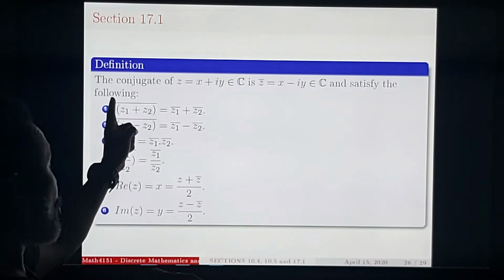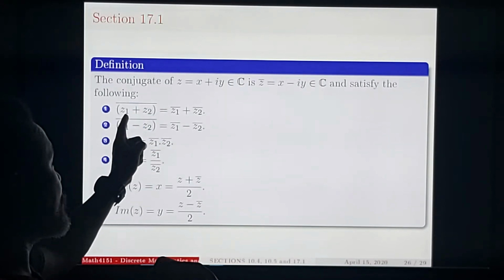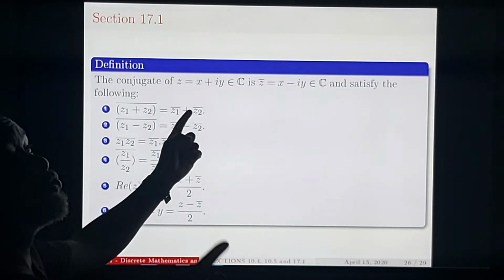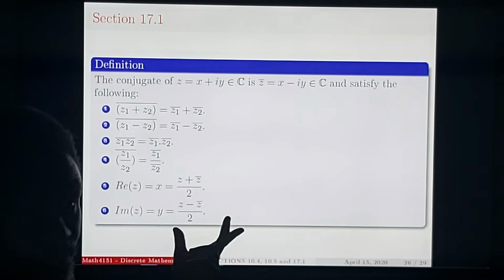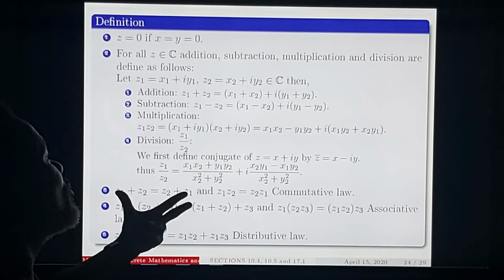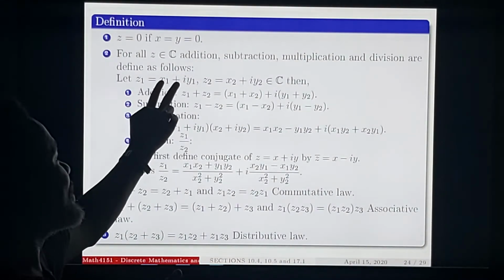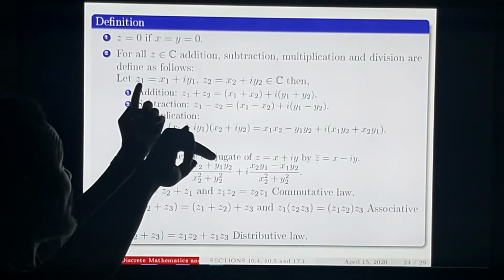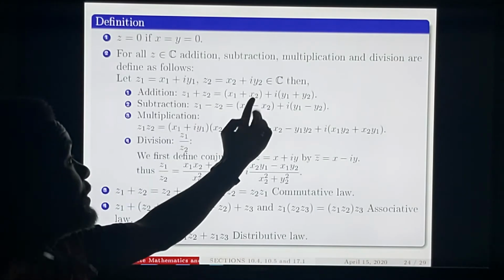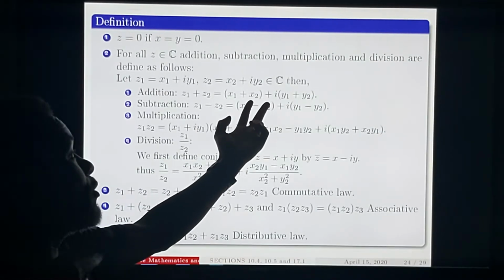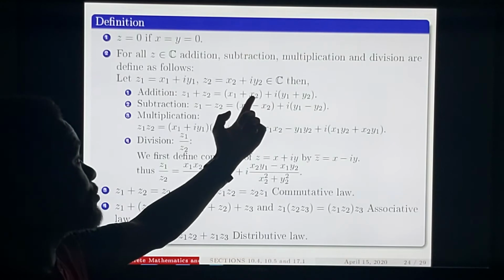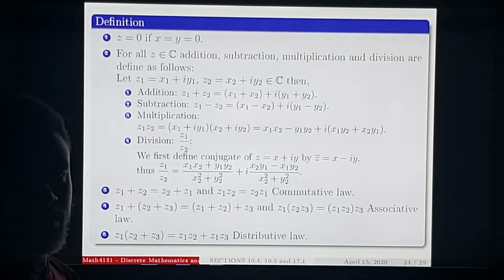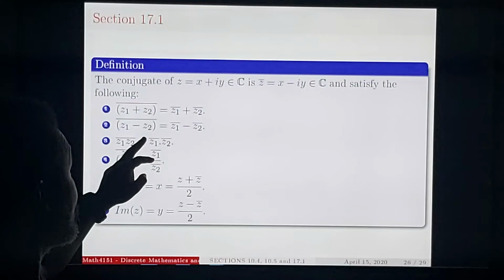This means the conjugate of the sum of z1 and z2 should be equal to the sum of the individual conjugates. Now, I can prove that for you by talking. Since it's a video, you can always go back and check. So if z1 is this and z2 is this, we want to prove that property. If you take z1 plus z2, you get this complex number. What's the complex conjugate of this? It's x1 plus x2 minus i(y1 plus y2). So this is this part.